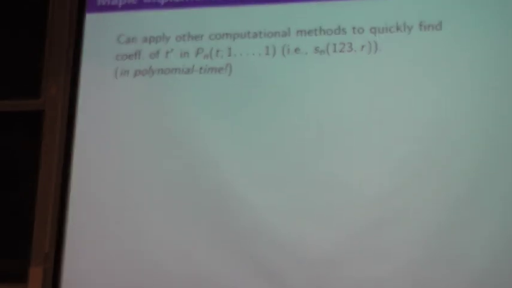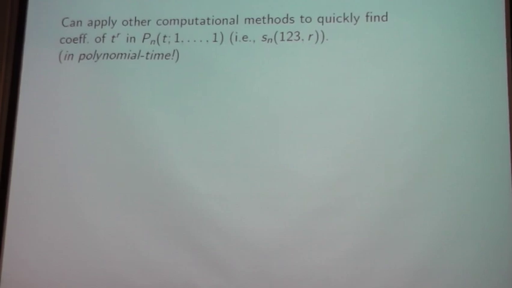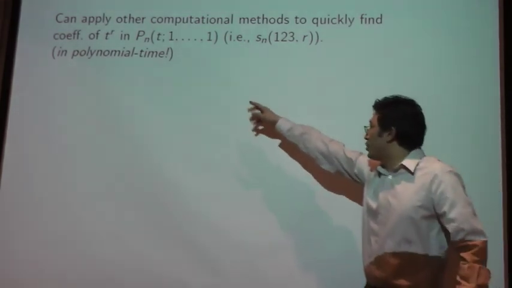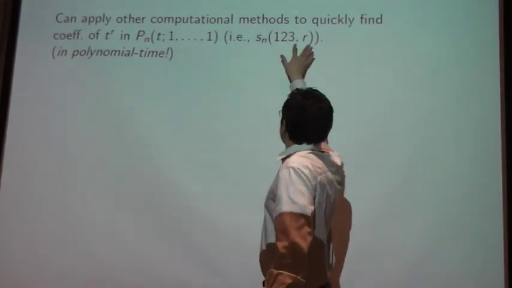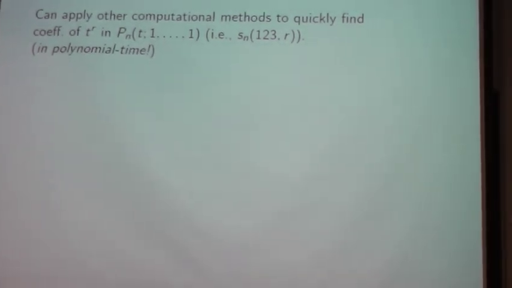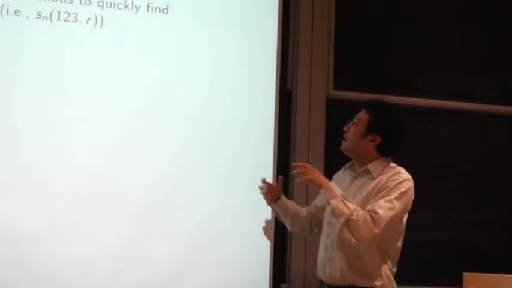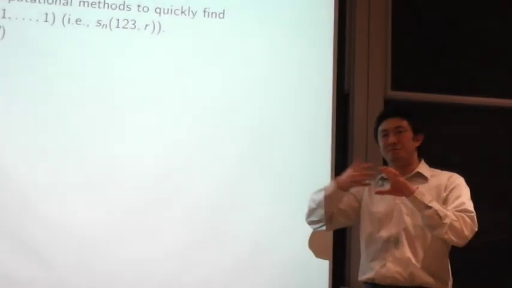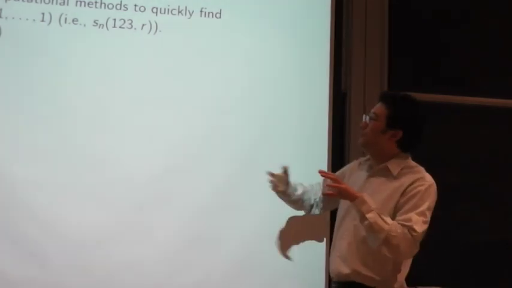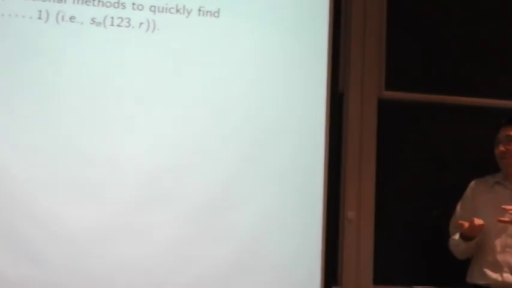In addition to that, it's possible to apply other computational methods to quickly compute the coefficients that you want. Namely, the coefficient of t to the r is exactly the term I want. And with some of those computational tricks, you can actually reduce the method down to being a polynomial time algorithm in n. The degree of the polynomial will depend on r, but you're viewing r as some fixed, predetermined value.